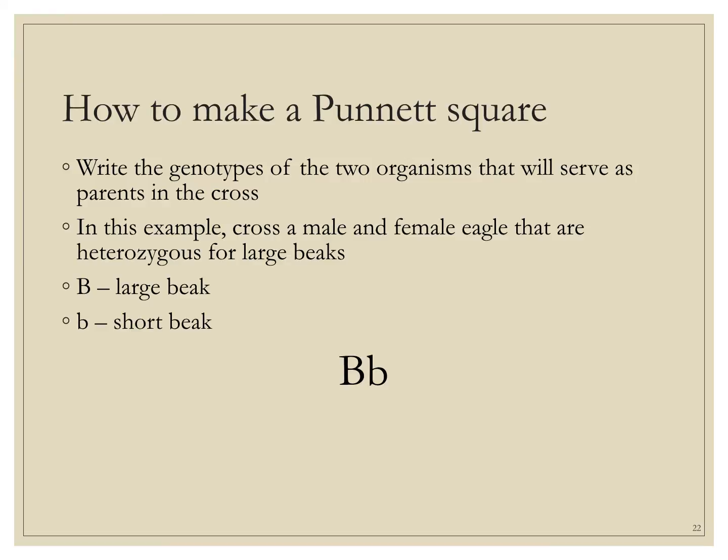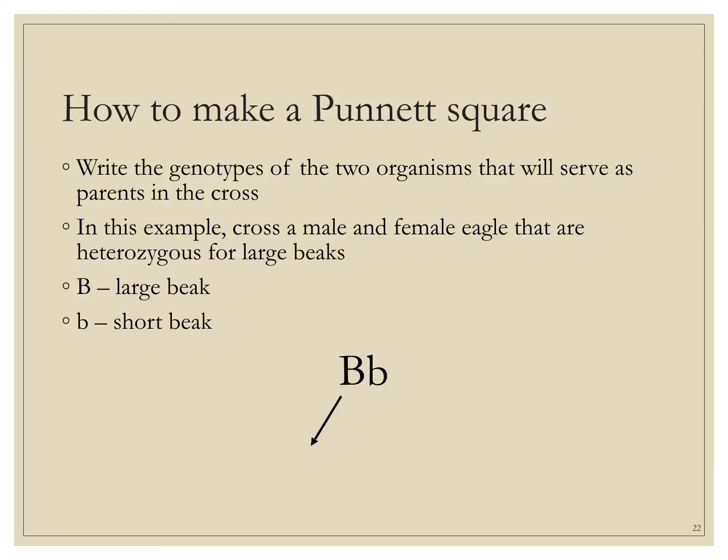Now, I know you have made Punnett squares before, but let's just go over it. So first, you're going to write the genotype of the organisms that you're going to cross. So you need genotypes for both parents. In this example, we're going to cross a male and a female eagle that are heterozygous for large beaks. So heterozygous means they have different alleles. So the big B means they have a large beak. The little b means they have a short beak. So since they're both heterozygous, you have big B, little b for both parents.